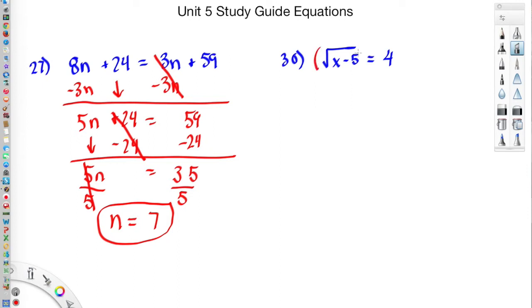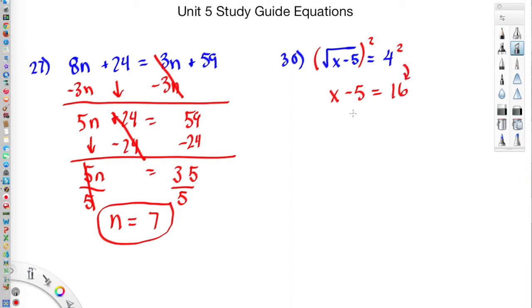Okay, and the only way you can get rid of a radical, especially if this is the square root, is by squaring it. So I'm going to do that. I'm going to square this whole thing. What I do to one side, I need to do to the other. Okay, and when I square the square root of x minus 5, what happens is that gets rid of the radical. And now I have x minus 5 is equal to 4 times 2, which is 16.